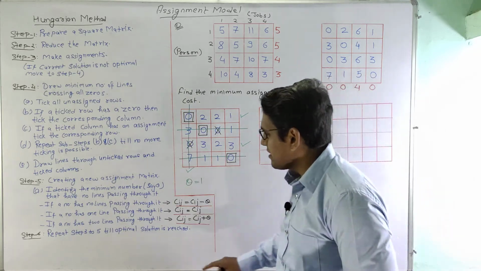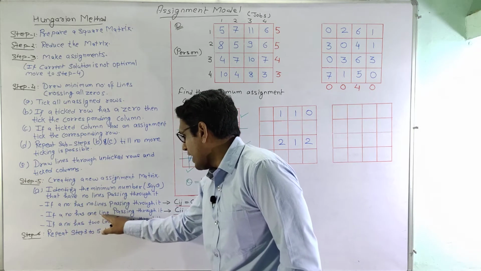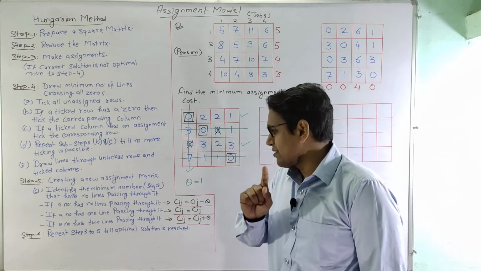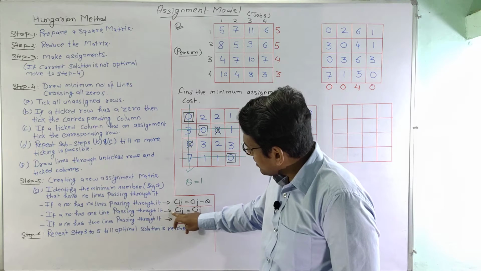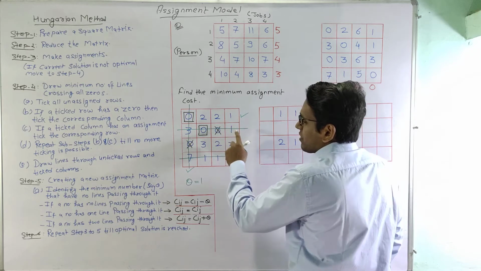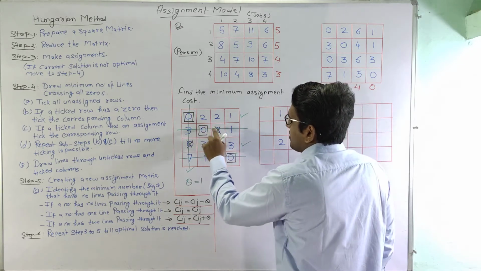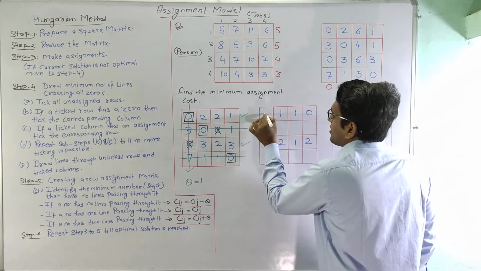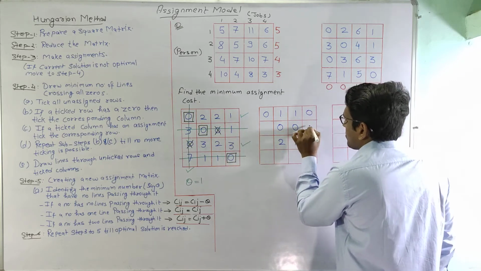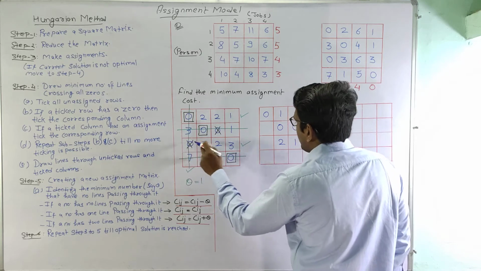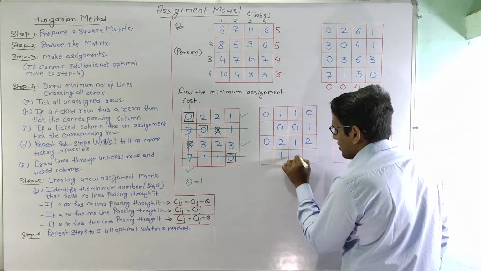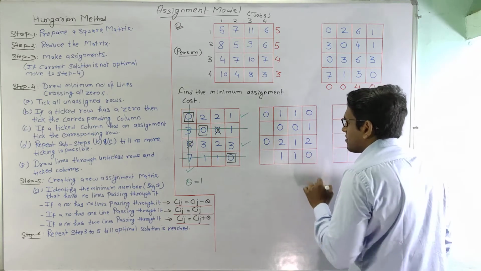Now moving on to the next category. If a number has 1 line passing through it, that means for the cells which are having only 1 line passing through them, the new Cij is equal to the older Cij. That means the values in these cells where a single line is passing will remain as they are. So this is 0, it will remain 0. This is 0, it will remain 0. This is 0, it will remain 0. This is 1, so it will remain 1. Similarly here, this is 0, it will remain 0. This is 1, it will remain 1. This is 1, it will remain 1. This is 0, it will remain 0.